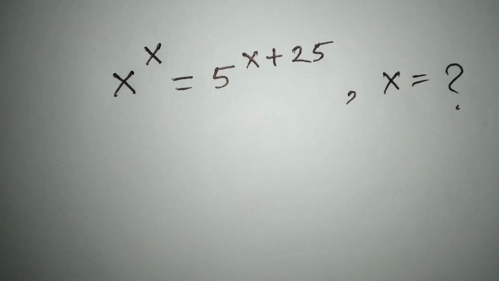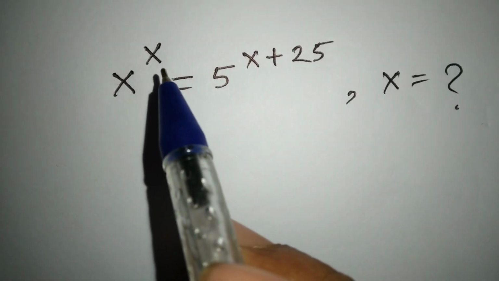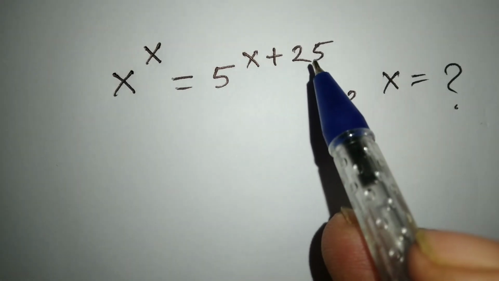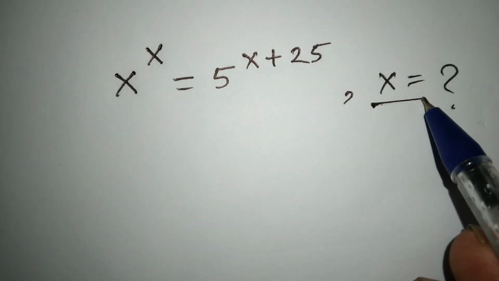Hi, this is a nice exponential math problem: x to the power x equals 5 to the power x plus 25, and we have to find the value of x.